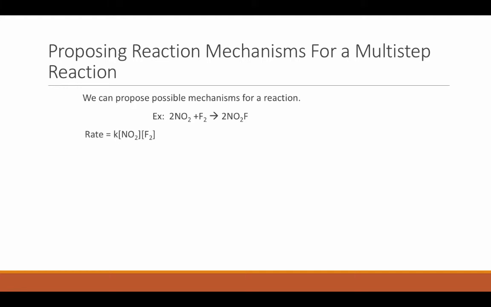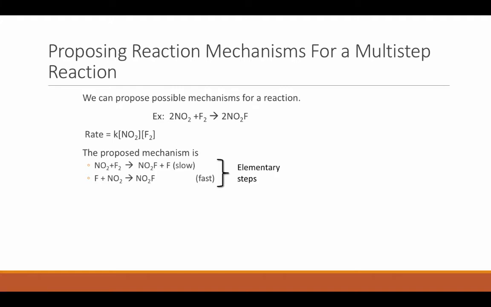Consider this reaction. This reaction is experimentally determined to be first order in both reactants, giving us the rate law shown here. A proposed mechanism might look like this. You'll always be given the proposed mechanism. These two elementary reactions here are the steps involved in this overall reaction. Notice first an NO2 molecule combines with an F2 molecule to form NO2F plus a free F atom. Notice that F is not a product in the overall reaction. Therefore, it's an intermediate, which then collides with another NO2 molecule to form another NO2F in a second step.